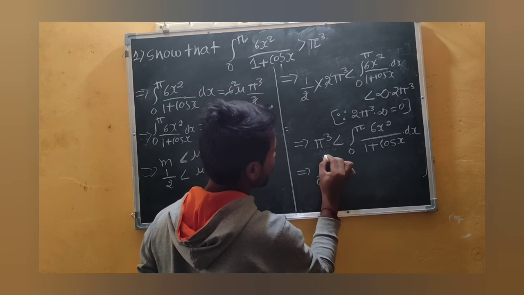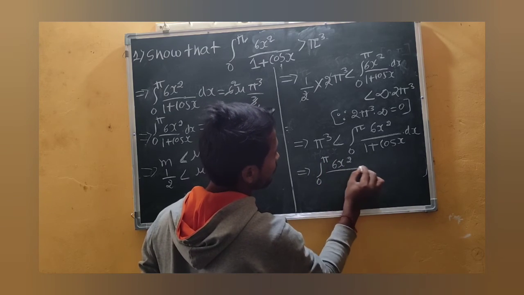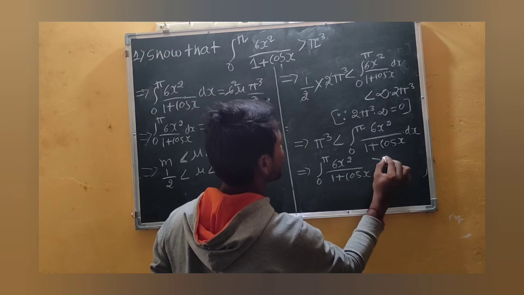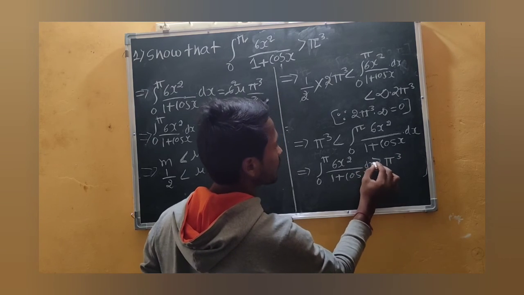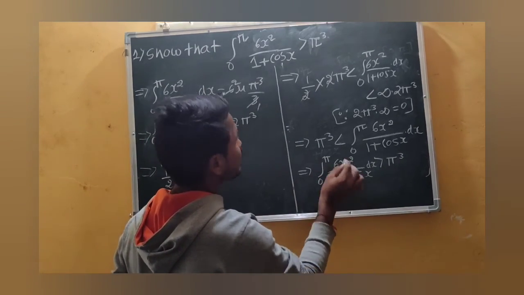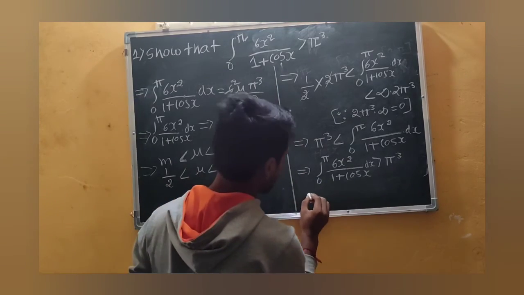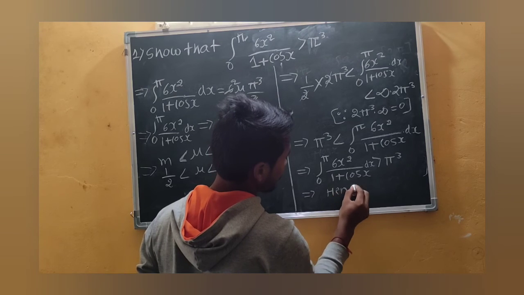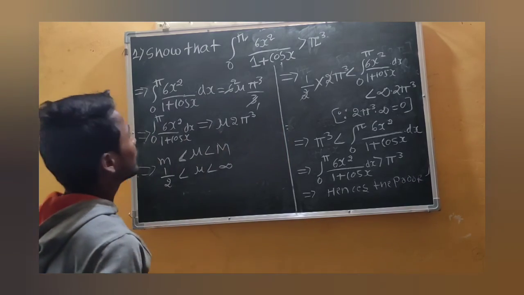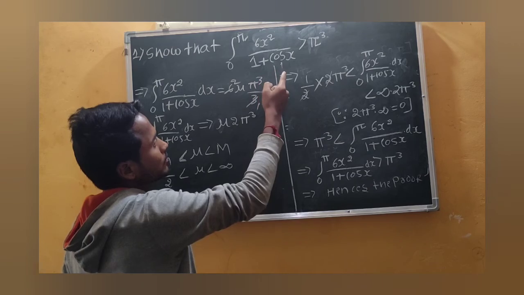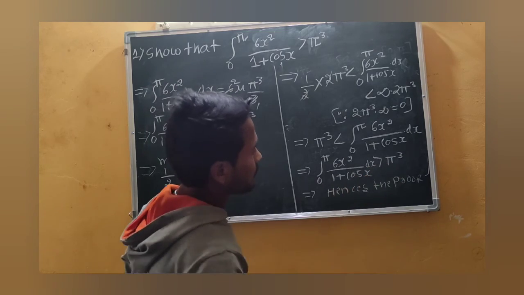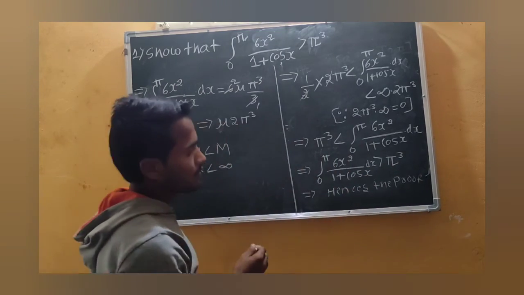So how do we write it? Integration 0 to pi 6x square divided by 1 plus cos x is greater than or equal to pi cube into dx. How to do that? We can take integration 0 to pi 6x square divided by 1 plus cos x dx equal to pi cube, so hence the proof. First we had to show that the integration is greater than or equal to pi cube, hence the proof.